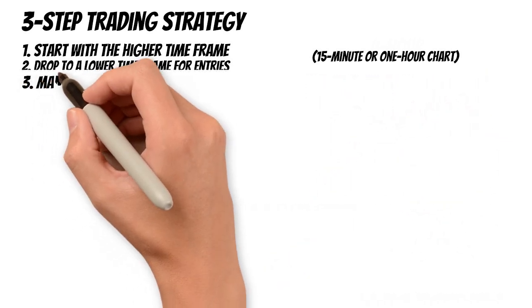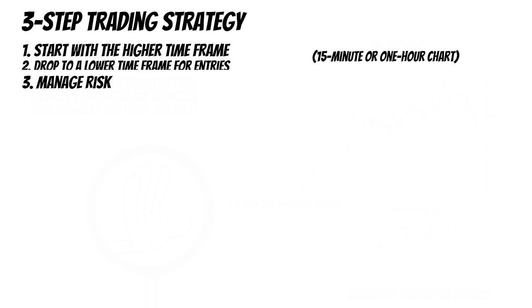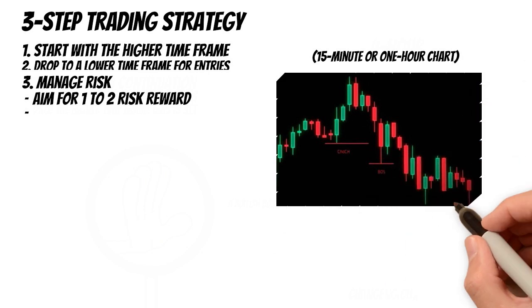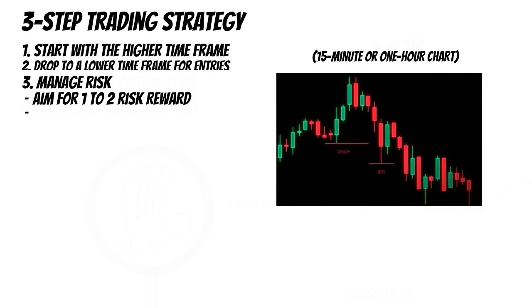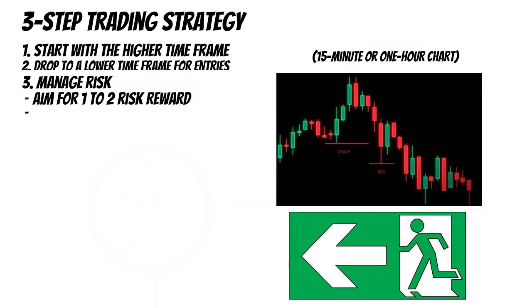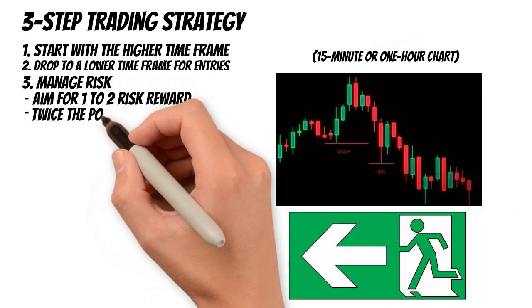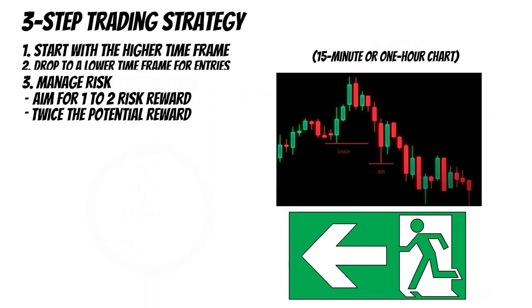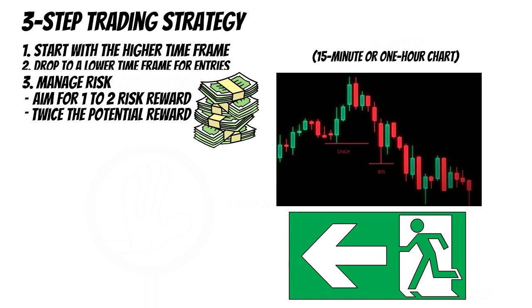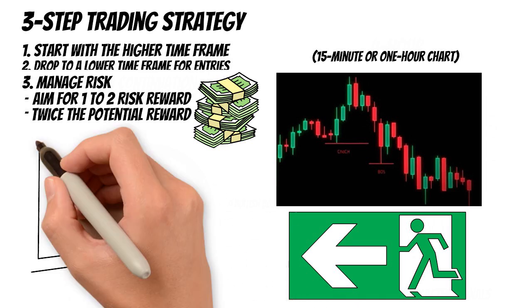3. Manage risk. Stops below the last low for longs, above the last high for shorts. Always aim for at least 1 to 2 risk reward. Risk management is what separates consistent traders from gamblers. Place your stop loss at logical structure points, beneath the most recent swing low if you are long, or above the most recent swing high if you are short. This way, if the market invalidates your idea, you exit quickly. Don't chase every tick. Focus on trades that offer at least twice the potential reward compared to the risk. Over time, this positive risk-to-reward ratio is what allows small edges to compound into significant profits.